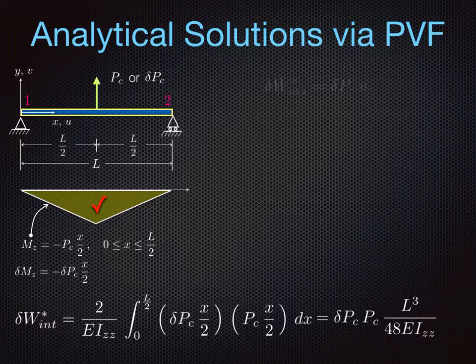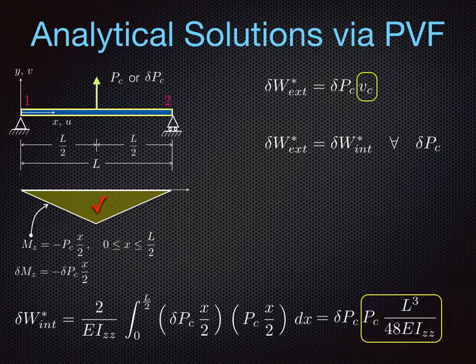And if we equate this to the external virtual work done by the virtual force that we have applied at midspan, which is simply del P_C times v_C, the principle of virtual forces says these two quantities must be equal to each other for all possible values of del P_C. That tells us that the midspan deflection is simply equal to P_C times L cubed over 48 EI, which is also a result that we know how to compute in different ways.